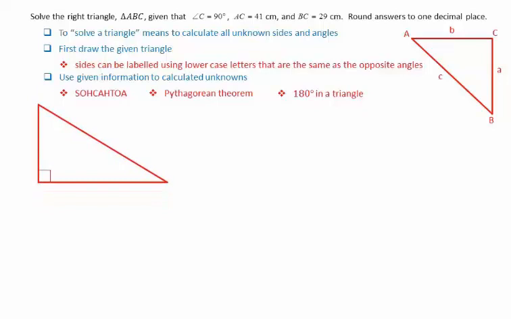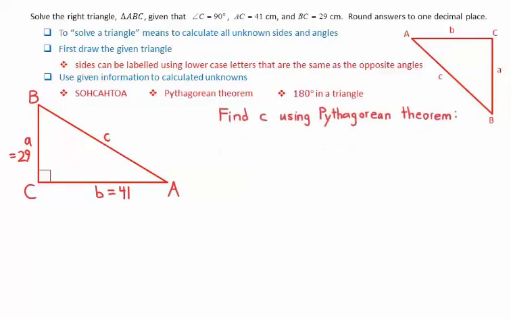For this particular question, angle C is the right angle. Putting in A and B, we know that AC is 41. Note that this is side b. And BC, which is actually side a, is 29 centimeters.